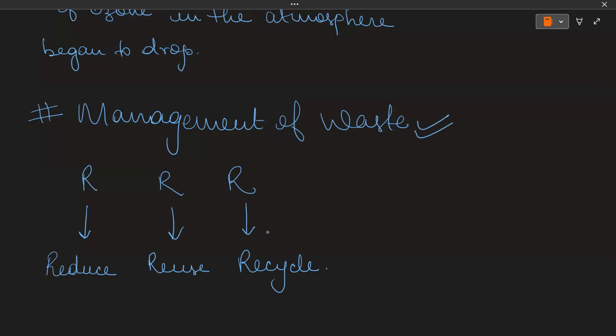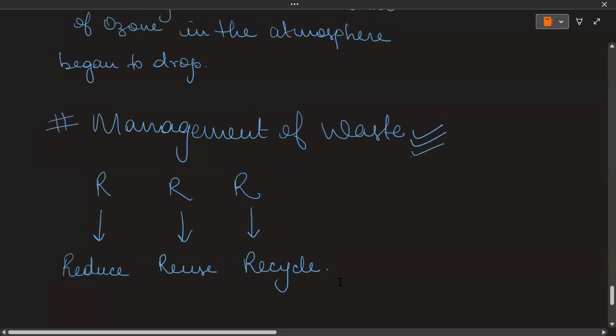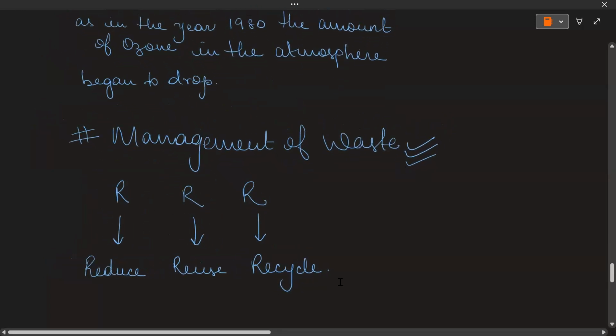Now, the biodegradable waste are treated in one way, and the non-biodegradable waste, they are treated in another way. Okay. So that goes behind the management of waste. Any doubts? No, ma'am. So basically with this, we have come to the end of the whole entire chapter. Now, do you have any particular doubts in this particular chapter? No, ma'am. Everything's clear? Yes, ma'am.